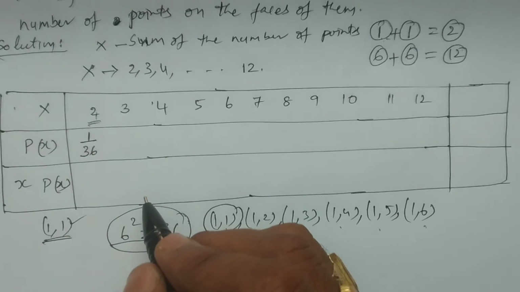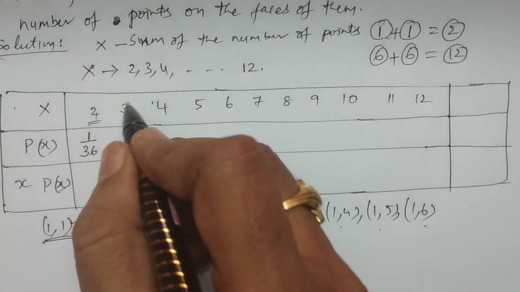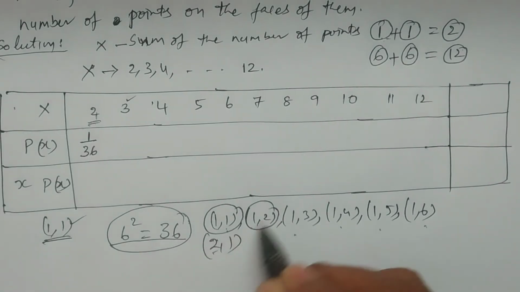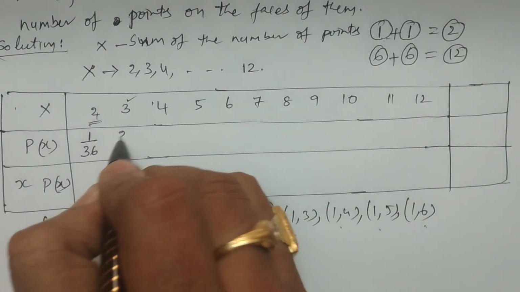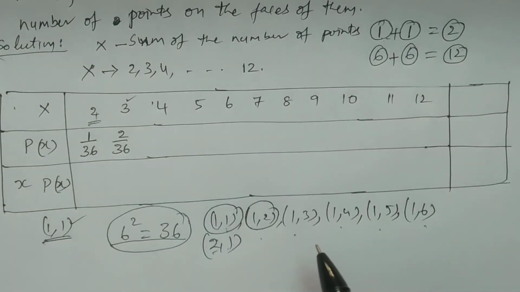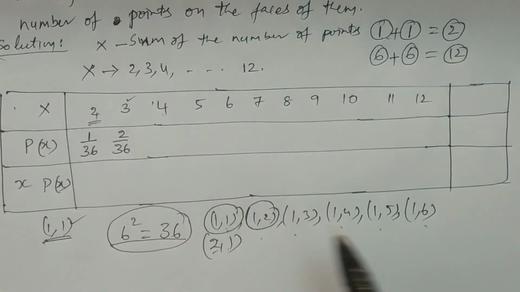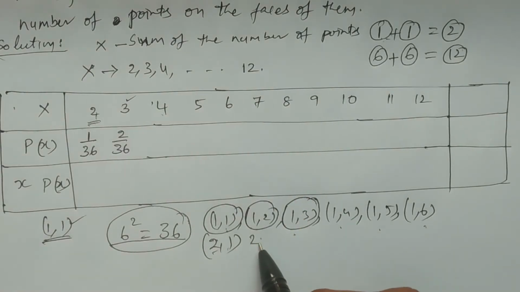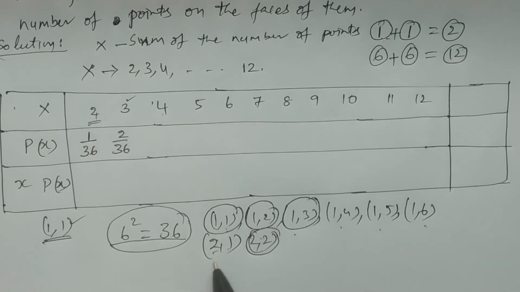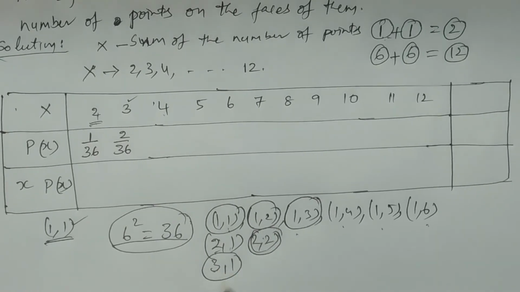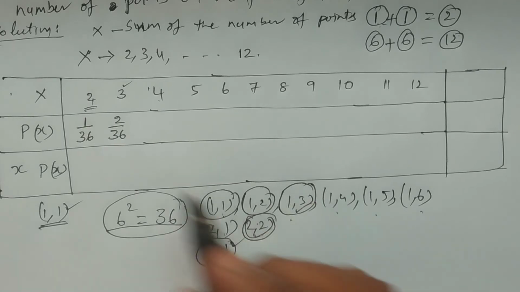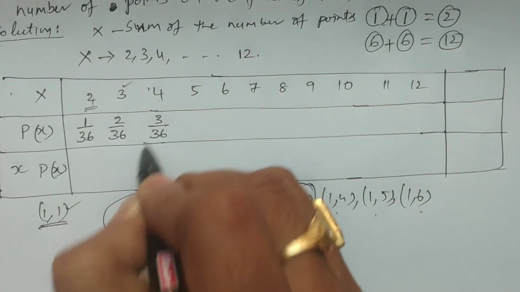So the next one, if you consider the sum is 3, the possibilities are 1 2 and 2 1. Therefore 2, hence it is 2 by 36. For the next one, the sum is 4: 1 3, 2 2, and 3 1. So there are 3 possibilities, therefore the probability is 3 by 36.